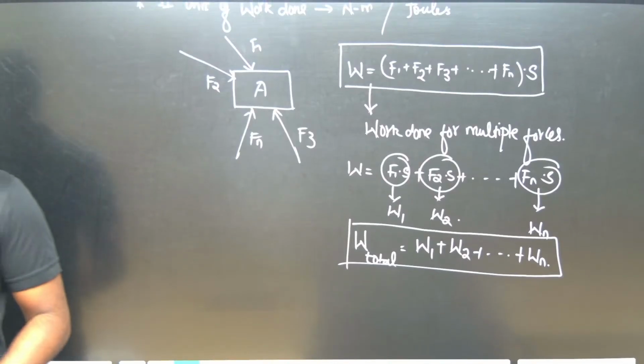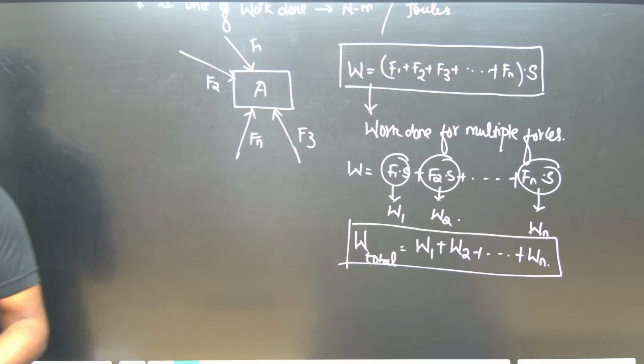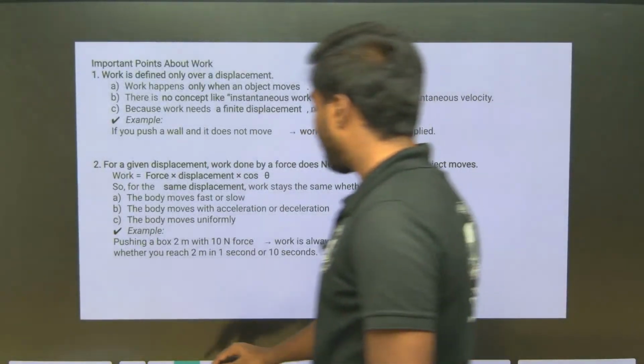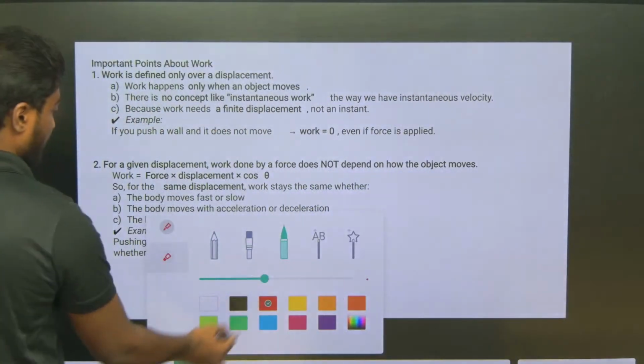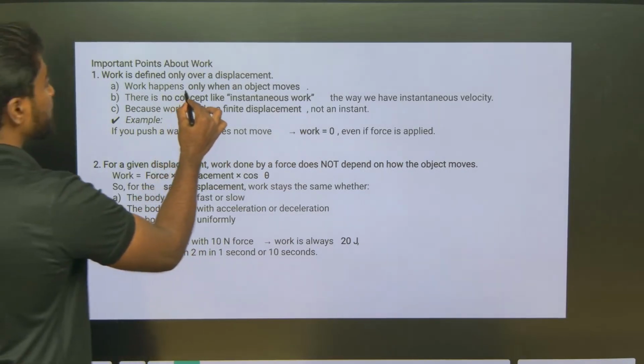So we'll go for the next one now. So the next thing is the important points about work done. So work is defined only over a displacement. So work done happens only when the object moves.